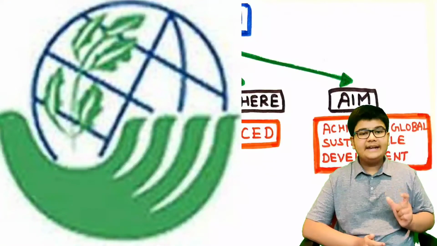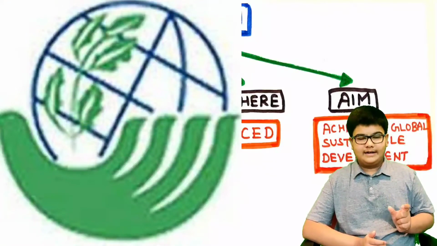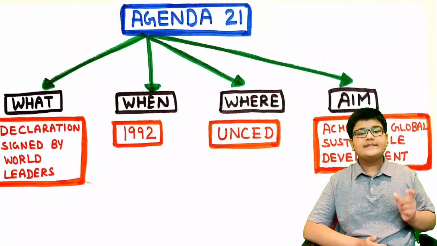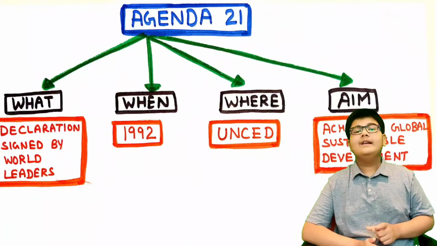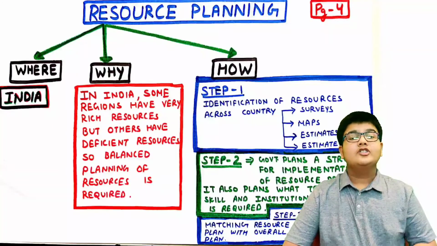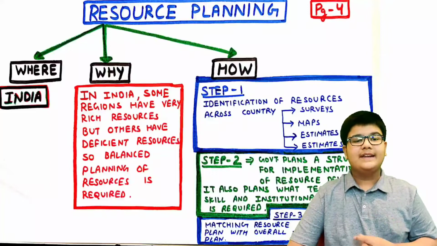Now this is the United Nations Conference on Environment and Development, and this agenda aims at achieving global sustainable development. The third solution is resource planning. So now let's study resource planning in India.